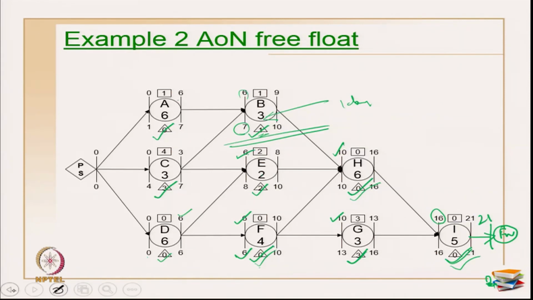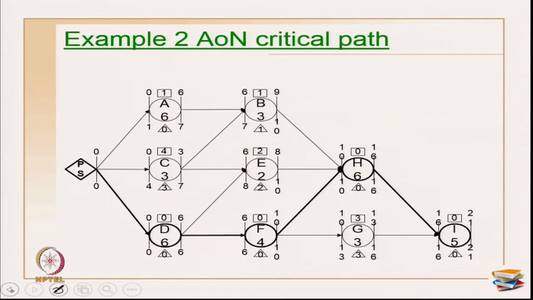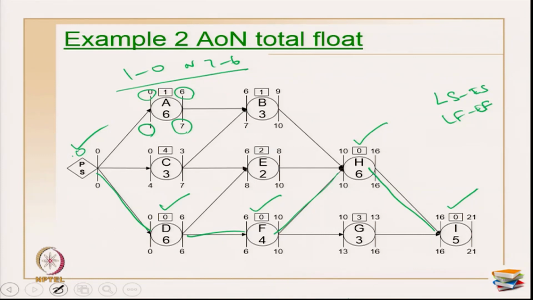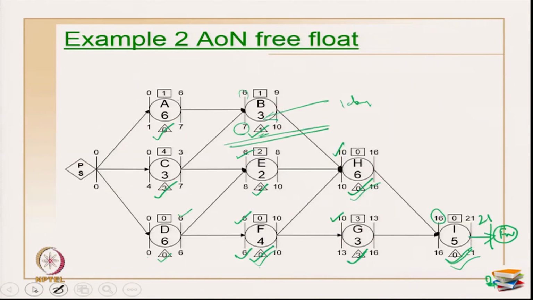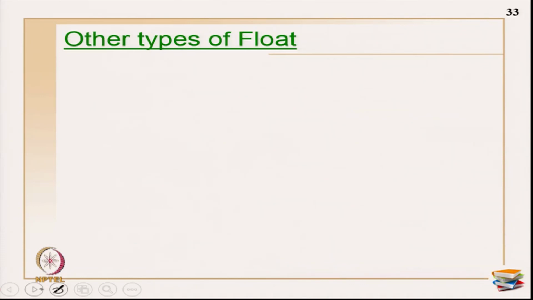Okay. But if you take the total float value, which is again 1, this means I can delay my activity B by 1 day, and because of the delay in activity B it will not delay the completion of my A, B, H, I path. That is why it is called a path float, and the free float is called an activity float. Okay. So, that is all about the total float and free float.